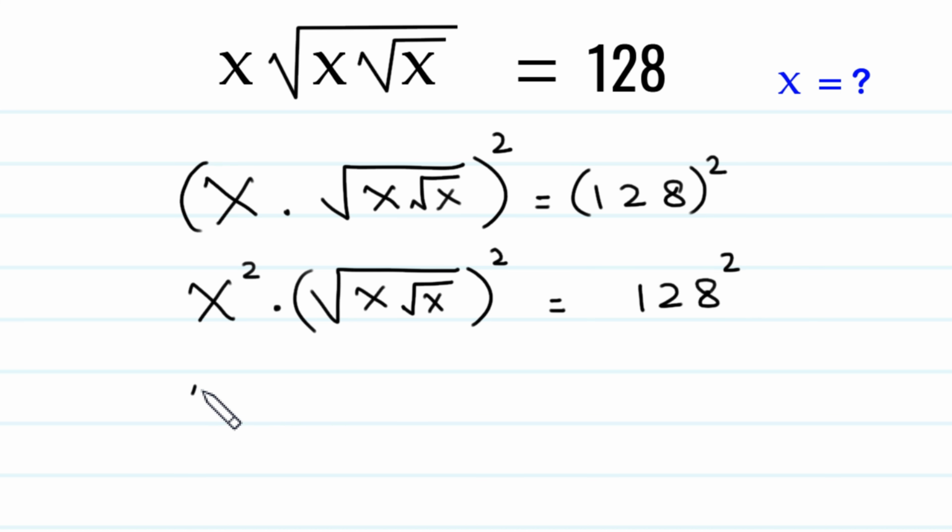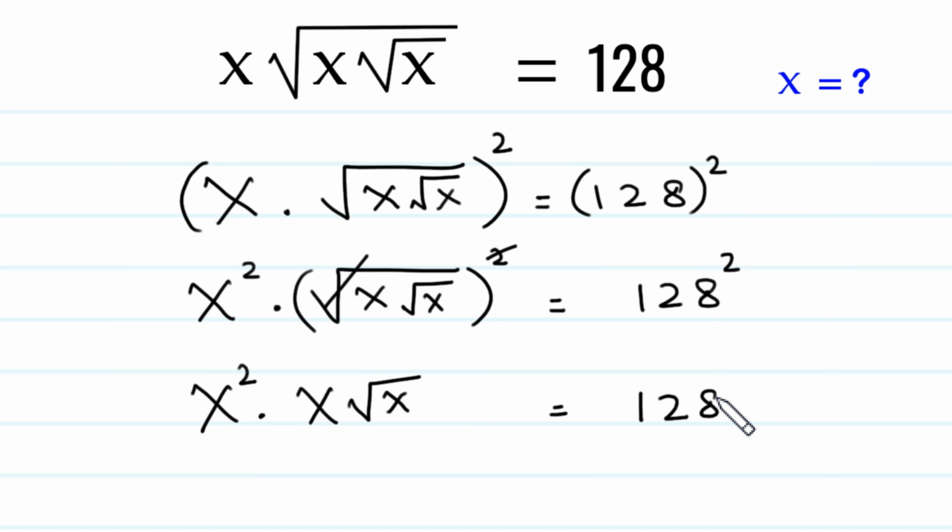Next, x to the power 2 times, this square is cancelled with this square root, and here left x times square root of x is equal to 128 to the power 2.